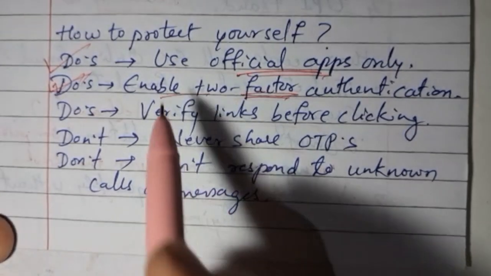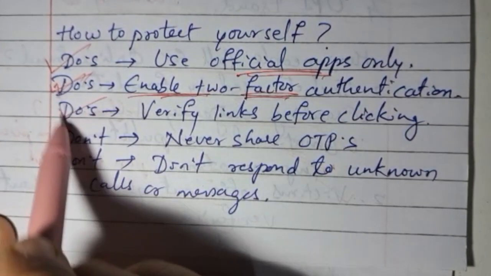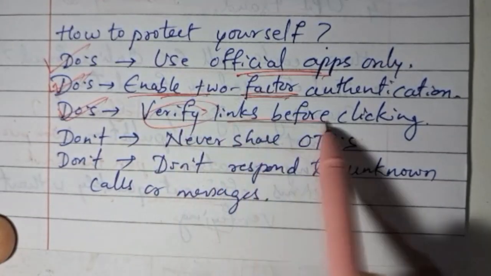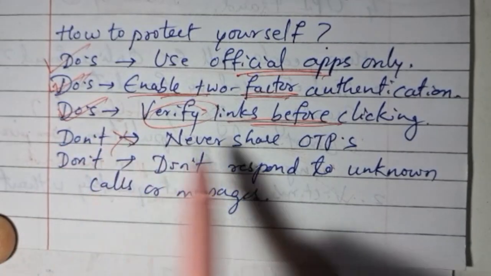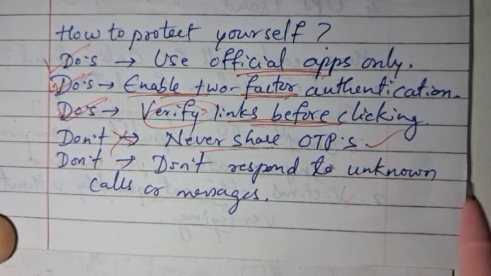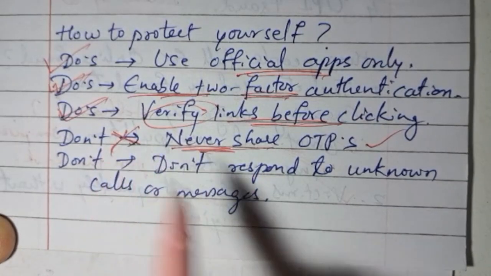You need to make sure it has been enabled, so that even if somebody gets to know your password, access to your personal account is prevented. One more thing: verify the links whenever you click on any third party websites. You should be very careful, and you should not share OTPs with anyone, whether for your banking or any other OTPs you receive. Make sure you do not share them.